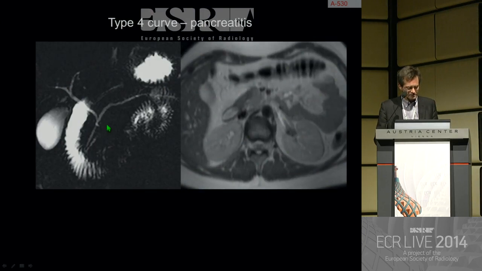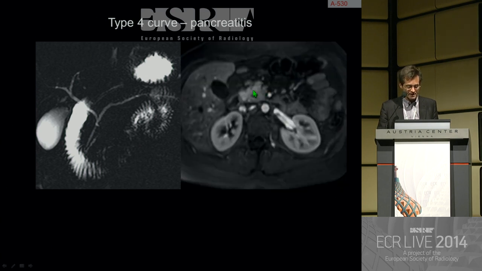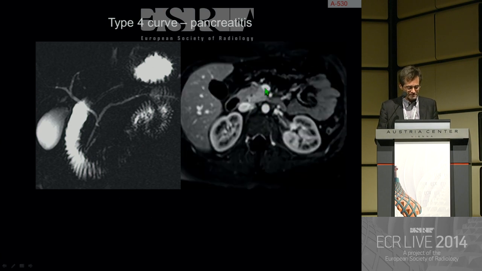Still, the most important thing is to combine and to do some kind of multiparametric imaging. So here you have a stricture, but no ductal dilatation. You have a mass in the uncinate process, which is hyperintense. You inject contrast. In the arterial phase, it's hypovascular. In the delayed phase, it's hyper-enhancing compared to the normal parenchyma. And this was a focal form of pancreatitis.